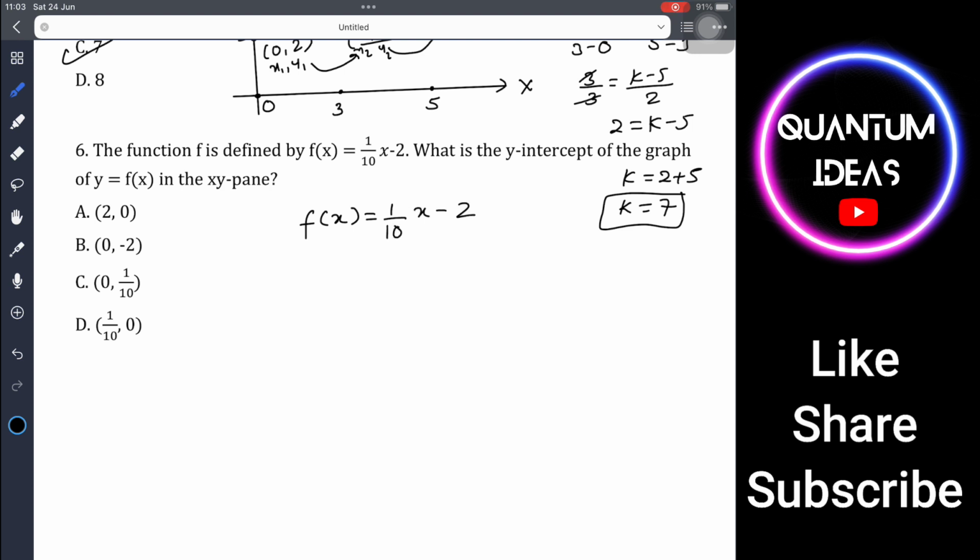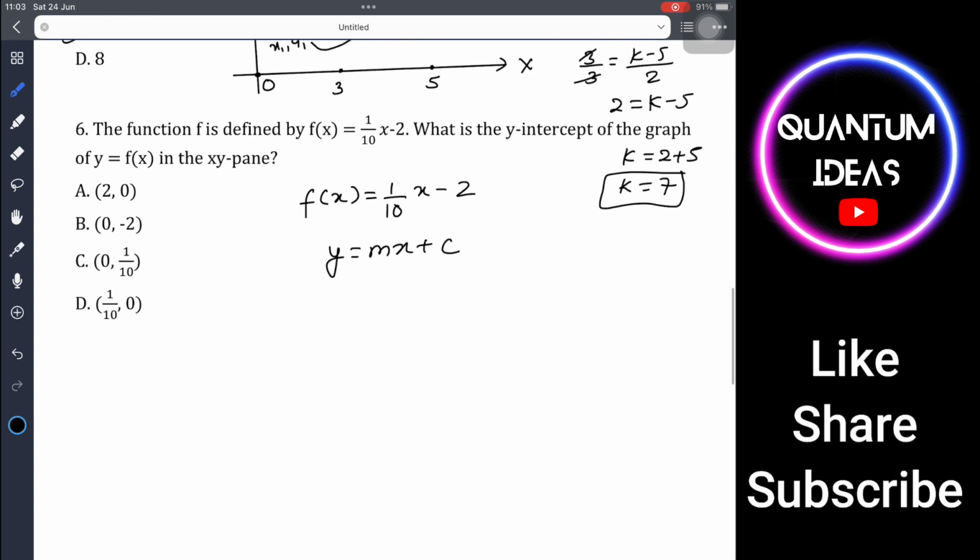So we know the equation of a line is y equals mx plus c. If you compare here, this is y equals f(x), m is 1 by 10, x is here, and c is minus 2. So c is equal to minus 2. You can see here, what is this? This is the y-intercept, right? So the y-intercept is minus 2.